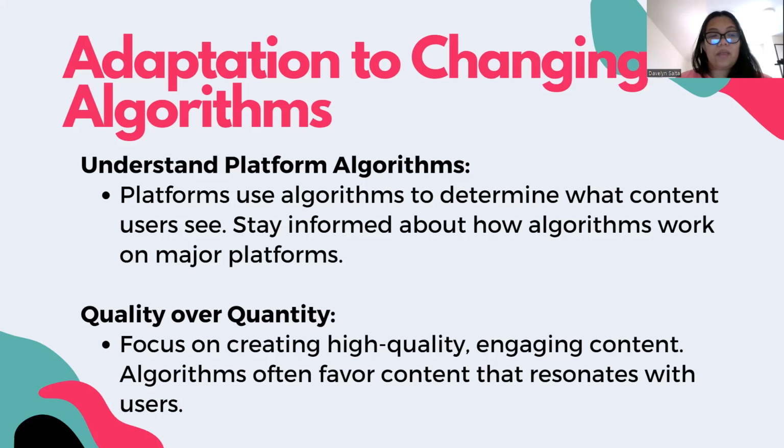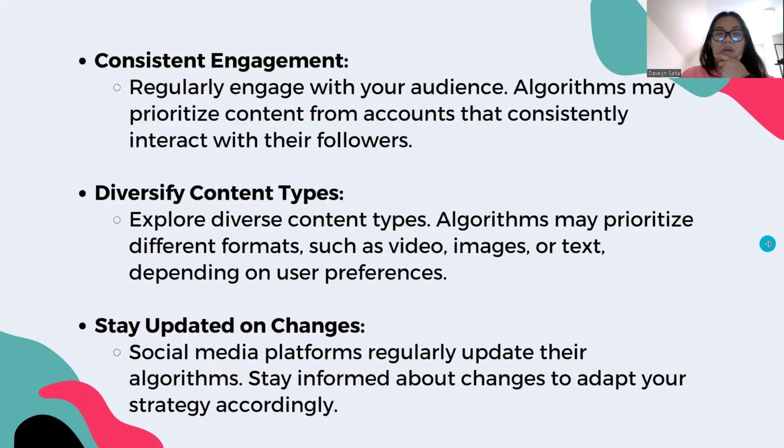Adaptation to changing algorithms. Understand platform algorithms. Platforms use algorithms to determine what content users see. So stay informed about how algorithms work on major platforms. And again, quality over quantity. Focus on creating high quality, engaging content. Algorithms often favor content that resonates with users. Consistent engagement. Regularly engage with your audience. Algorithms may prioritize content from accounts that consistently interact with their followers. So consistency is the key.